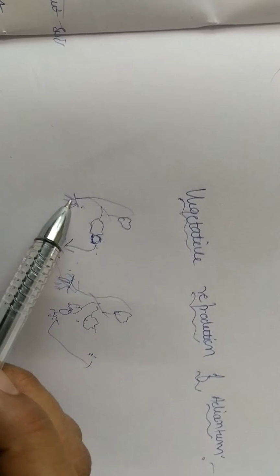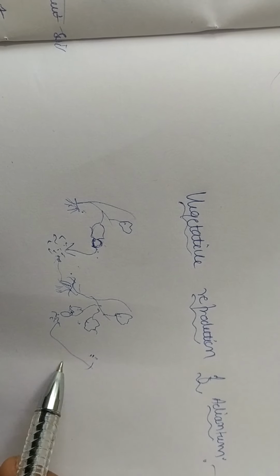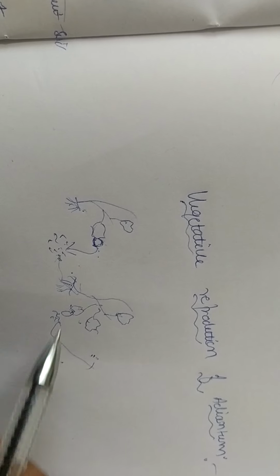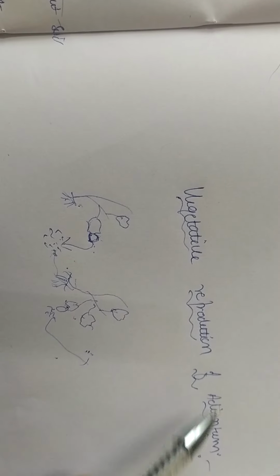Because of this reason, Adiantum is commonly called as walking fern. Walking in the sense it was here and it came here. It is like a walking. So that's a reason it is called as a walking fern, because of this mode of reproduction.